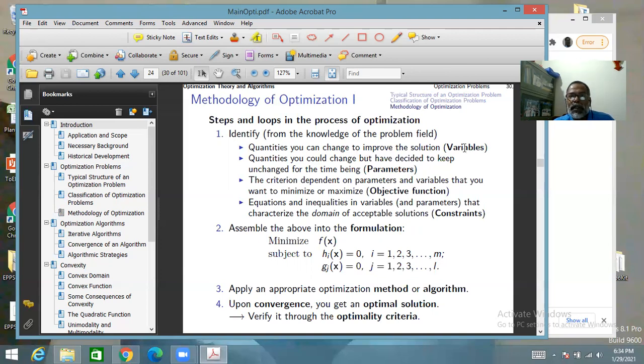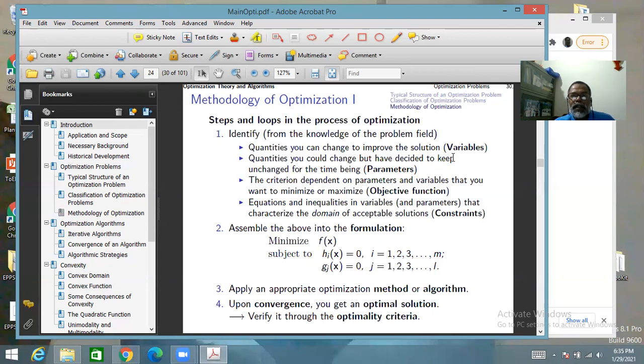Quantities you can change to improve the solution. These quantities are called variables, as we discussed earlier. Quantities you could change but have decided to keep unchanged for the time being. These are called parameters. Then the criterion dependent on these parameters and variables that you want to minimize or maximize. And this you call the objective function. And then equations and inequalities in the variables and of course parameters that characterize the domain of acceptable solutions called feasible solutions. Okay, so these are constraints. These things you identify from your knowledge of the field of the problem, from where the problem has come.